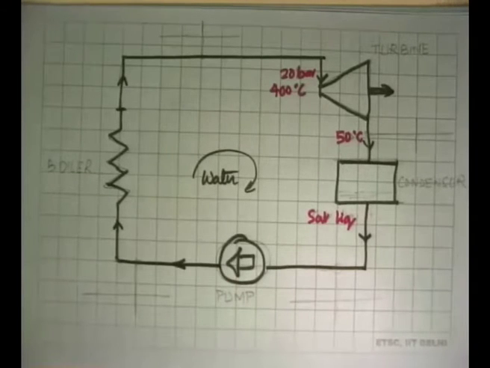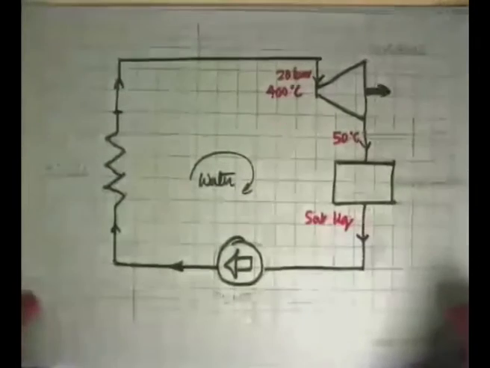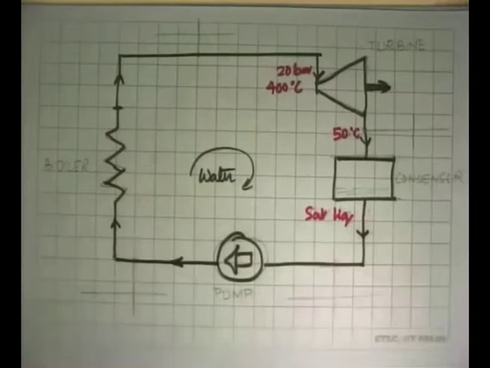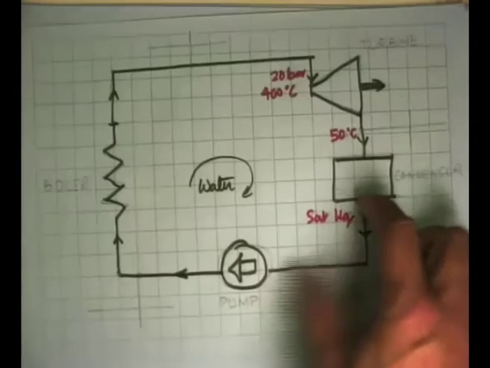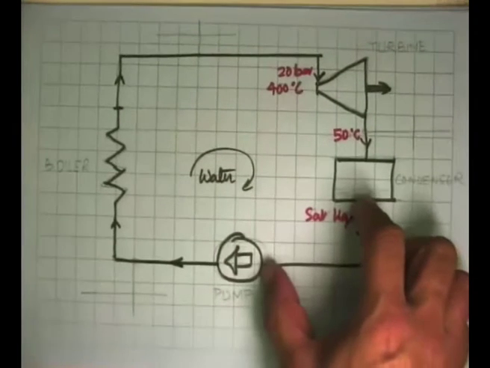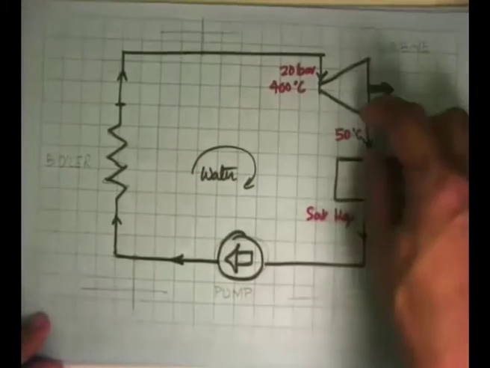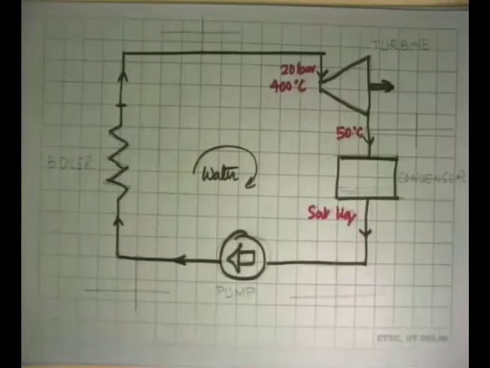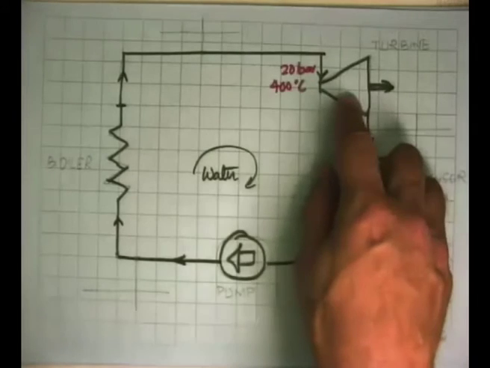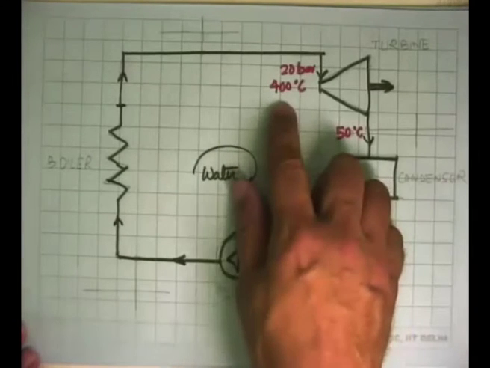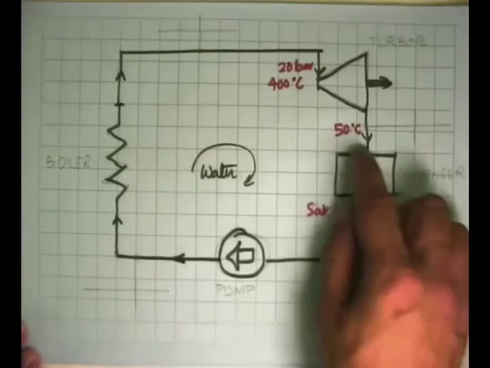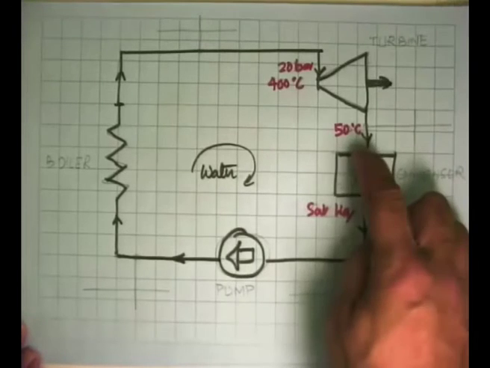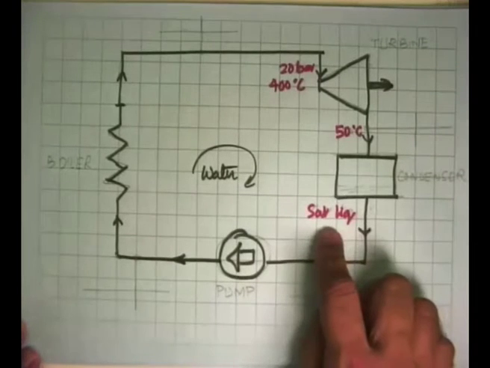In a real power plant, some of these pipes could be 100 meters long, 150 meters long. Some pipes could be small. For example, this pipe could be just about 3-4 meters, and this would be even smaller than that. So that doesn't matter for us. We are given that the turbine has inlet conditions of 200 bar and 400 degrees Celsius. It expands to 50 degrees Celsius. Then it is condensed to saturated liquid.